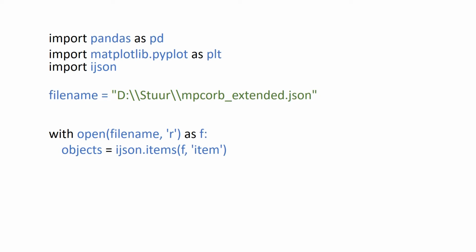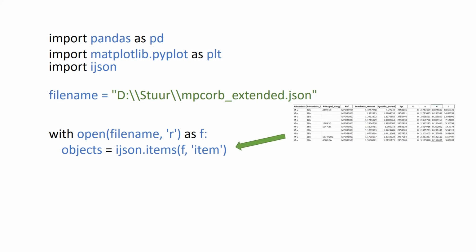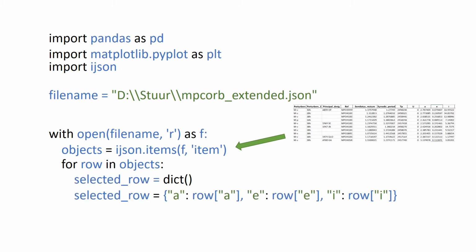And with ijson, I read that data in a variable called objects. But while this refers to the whole file, it is not reading everything into memory, and that is important. What it allows me to do now is to go row by row through that variable objects, and it will read that row from the file. There we have the opportunity to select only the 3 rows.